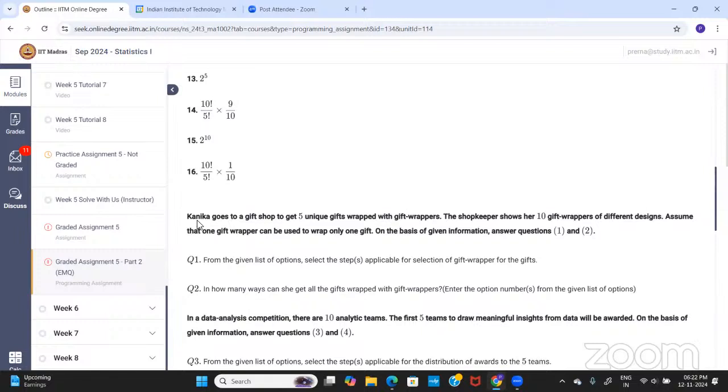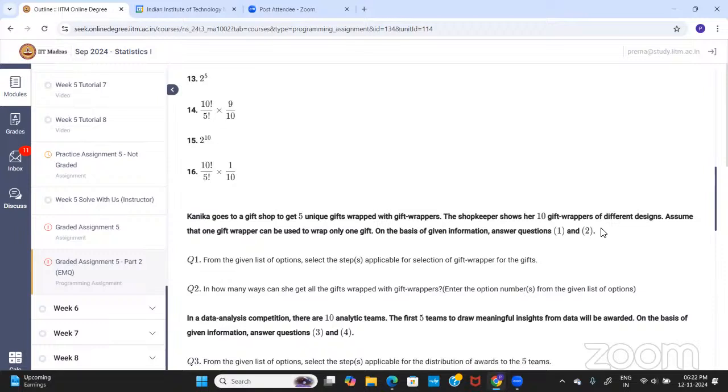So the question is, Kanika goes to a gift shop to get 5 unique gift wraps with gift wrappers. The shopkeeper shows her 10 gift wrappers of different designs. Assume that one gift wrapper can be used to wrap only one. Okay, so this line means that we don't have to repeat the wrappers. So here we have to select 5 wrappers out of the 10.